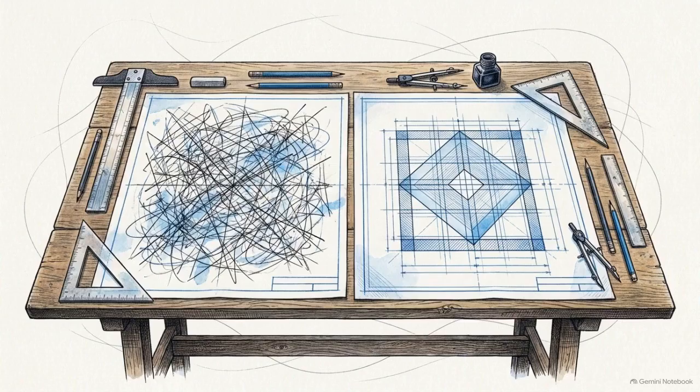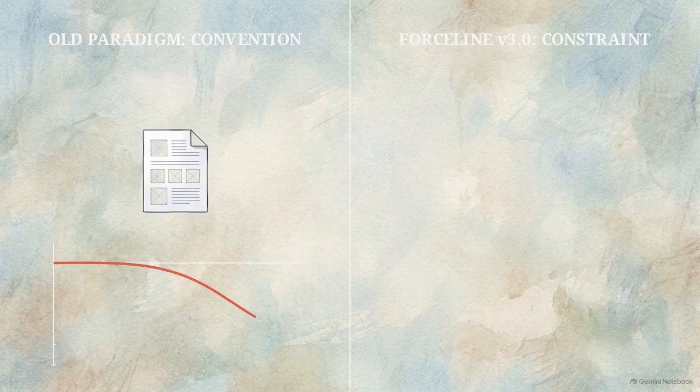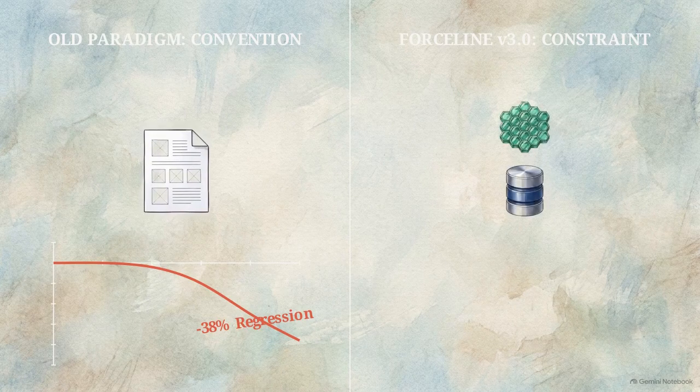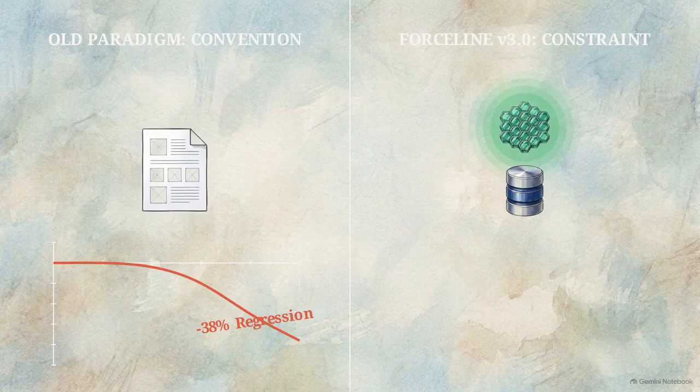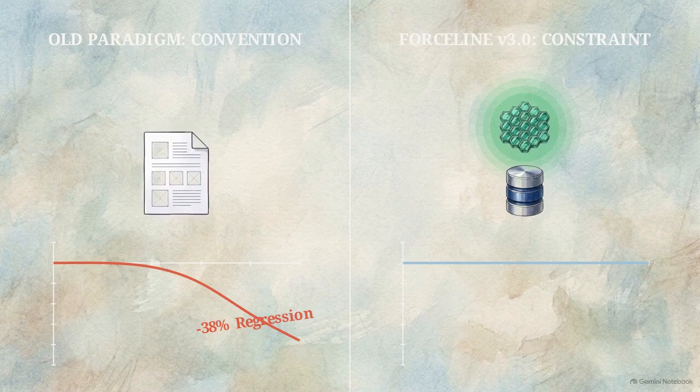We can now contrast the older approach to system tuning against the new ForceLine architectural standard. This split screen summarizes the difference. The old tuning model relied on loose JSON configurations and fallible application code logic, leading to a 38% system regression. The new standard pairs relational schema constraints with the MeasureGate protocol, resulting in mathematically proven system states.